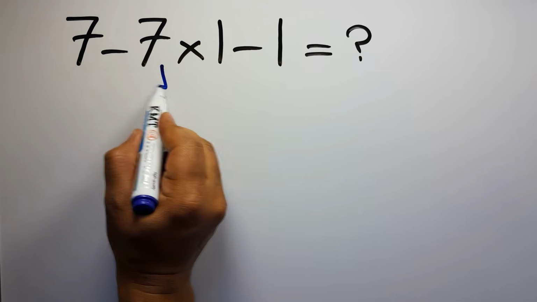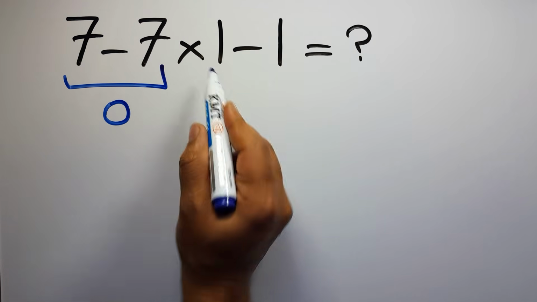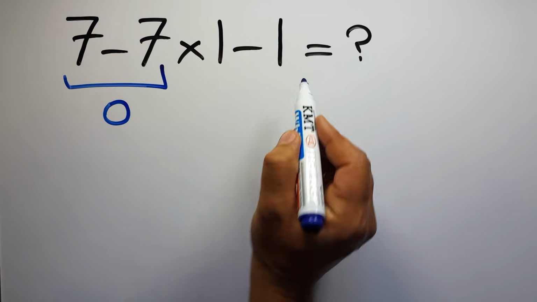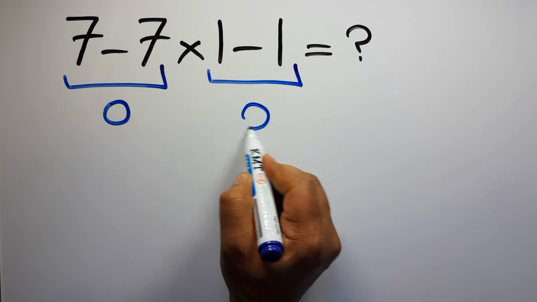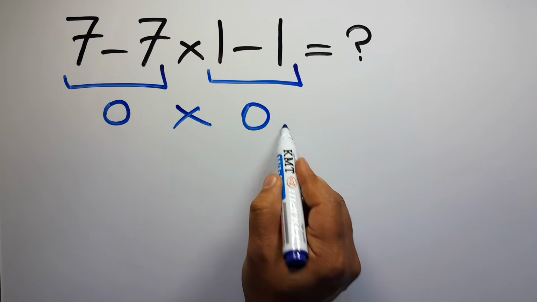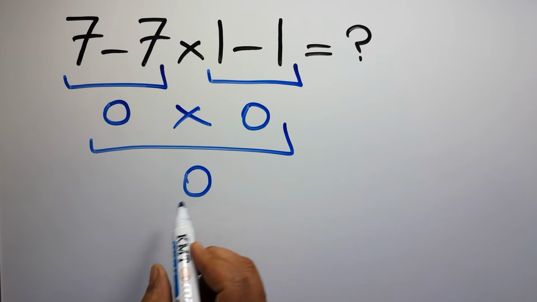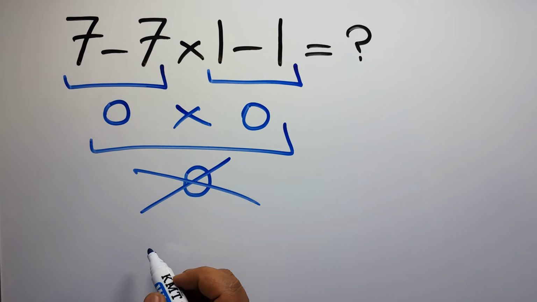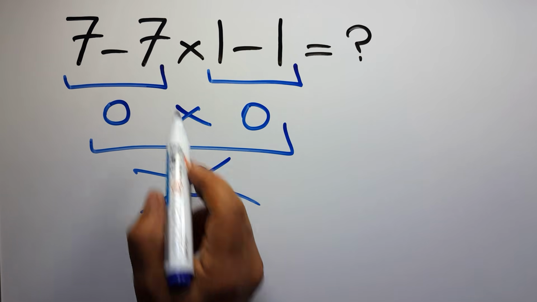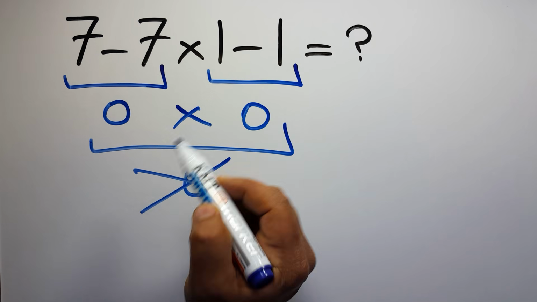7 minus 7 equals 0. And here we have 1 minus 1, which again equals 0. So 0 times 0 equals 0. But this answer is not correct, because according to the order of operations, multiplication has higher priority than subtraction.